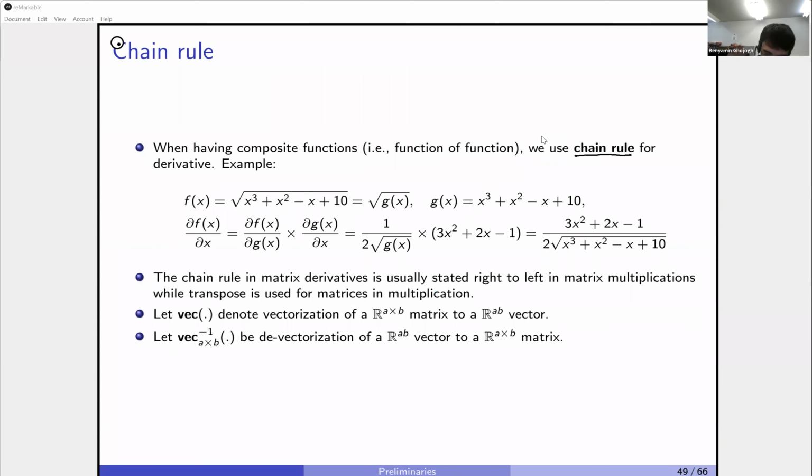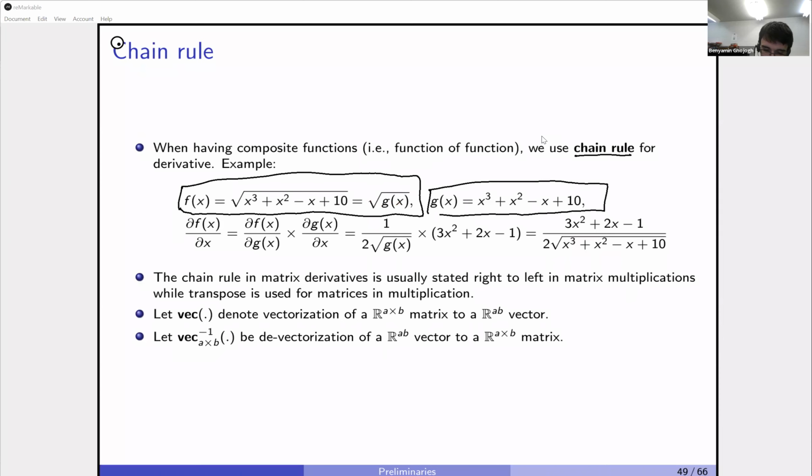Chain rule. We have the chain rule. When we have a function that you can write as a function of a function, we can use the chain rule. For example, consider this function: f of x is the square root of x cubed plus x squared minus x plus 10. You can write it as the square root of g of x, where g of x is this. So the square root is a function of another function.